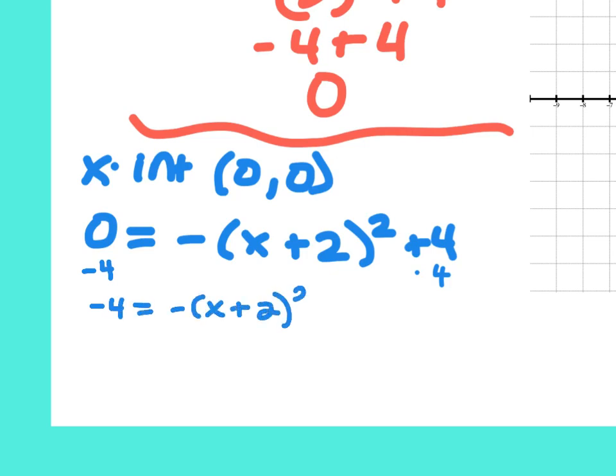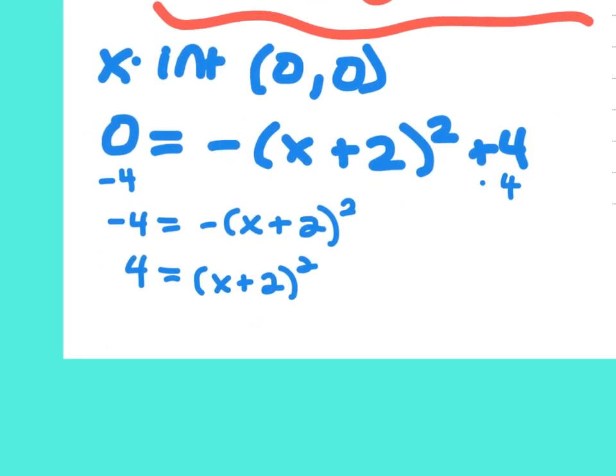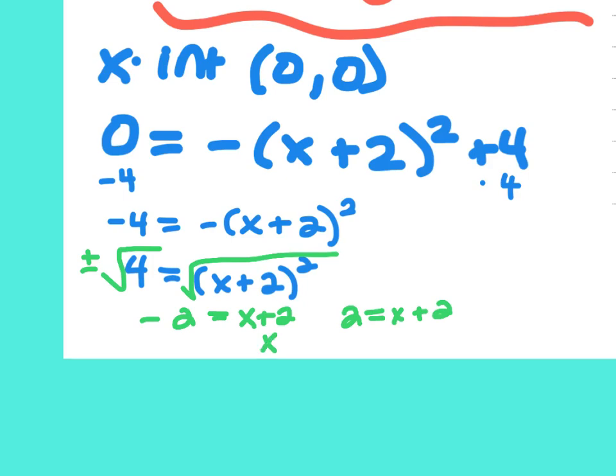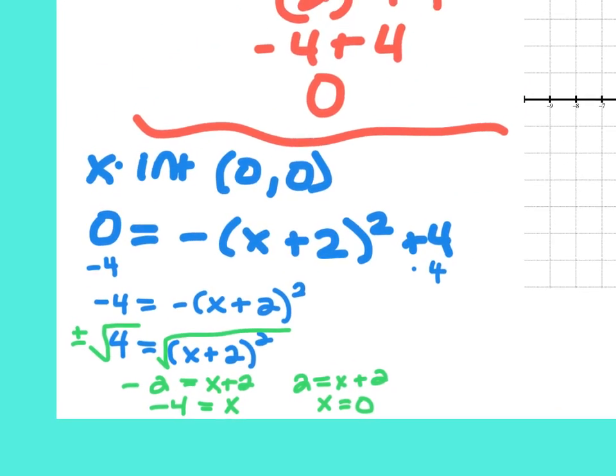I've got to get rid of the negative on the front, so you can divide or multiply by negative 1. Then I have to square root both sides. What happens on the left? What happens if you square root to solve? Plus or minus. So this means x plus 2 not only equals a negative 2, but it also equals a positive 2. So x equals negative 4 and x equals 0, which is where that other point came from.